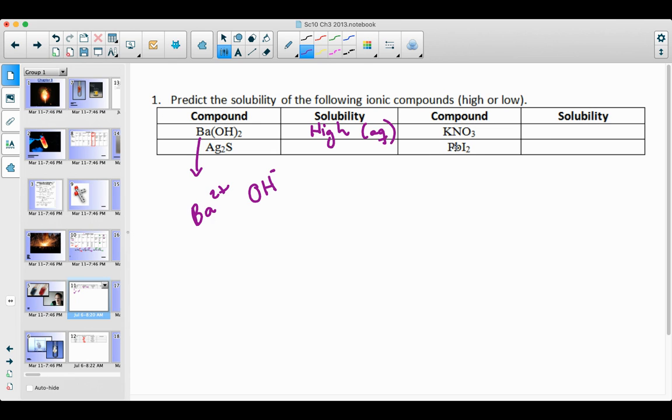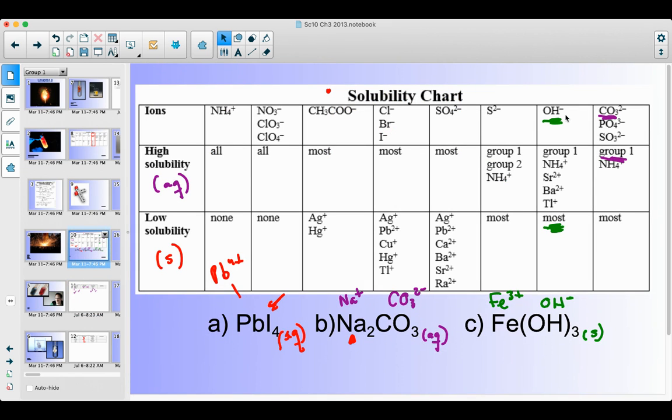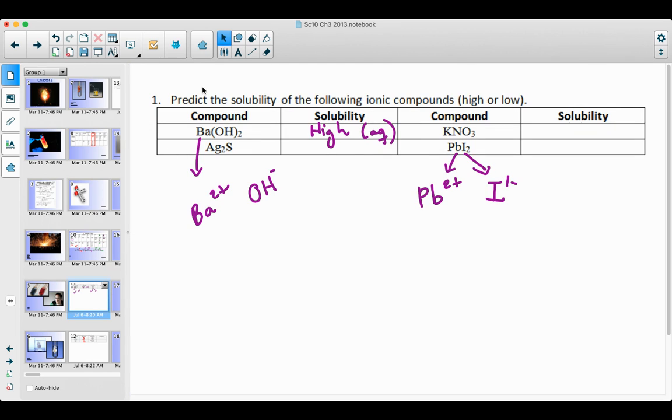Now, looking at, for example, PbI2, this is one that is a multivalent, so you do have to be careful. I is one negative. There's 2 of them, so this is Pb2 positive. So going back to my solubility chart, find I negative, Pb2 positive. This falls under low solubility, and therefore this would end up being low, or in state form, solid.